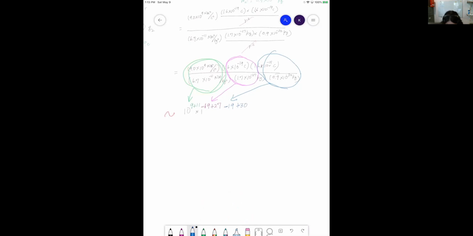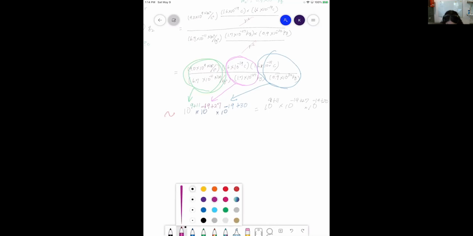If you want, this could be like a 10 and then times 10. So this is the same thing as 10 to the 9 plus 11 times 10 to the minus 19 plus 27 times 10 to the minus 19 plus 30. And you can just add all of these up, and then it's so much easier. It's just addition now, right? It becomes order of 10. 9 plus 11 is 20. 20 minus 19 is 1, plus 27 is 28. 28 minus 19 is 9, and then plus 30. So this becomes 10 to the 39.